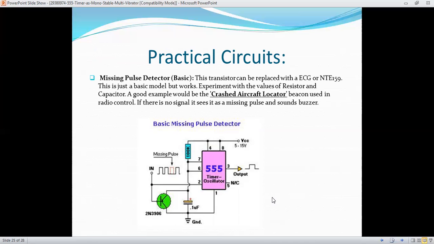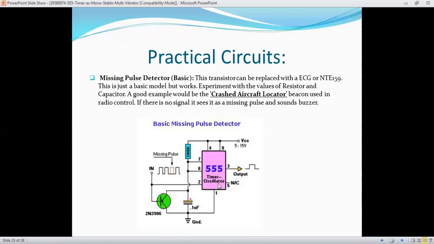This is just a basic model, so experiment with the values of resistor and capacitor. A good example would be a crashed aircraft locator beacon used in radio control. If there is no signal, it is a missing pulse and sounds a buzzer. This is a basic missing pulse detector. Similarly, one of the resistors, IC 3906, will be connected from the input to the output through the diode. The values should be the same as a monostable multivibrator.